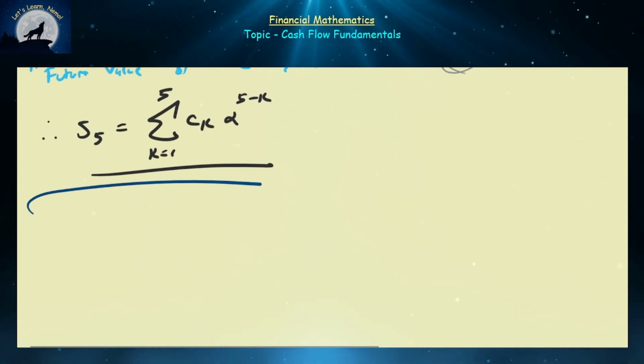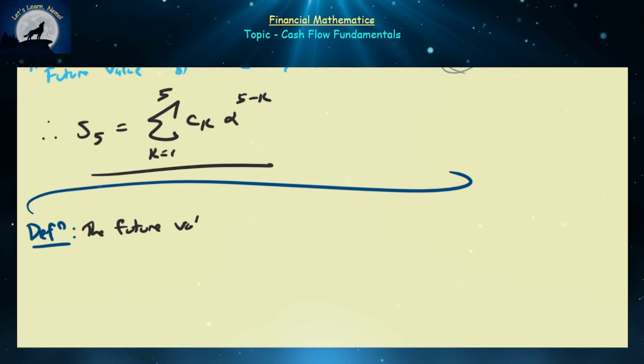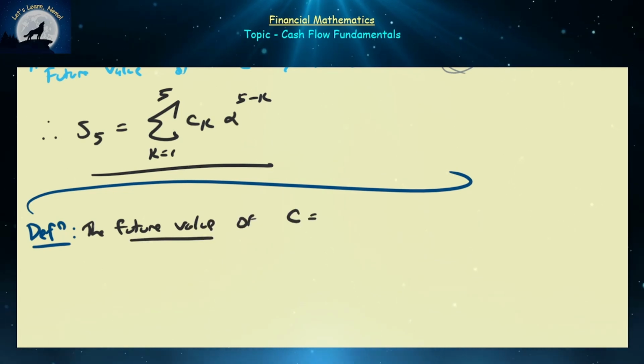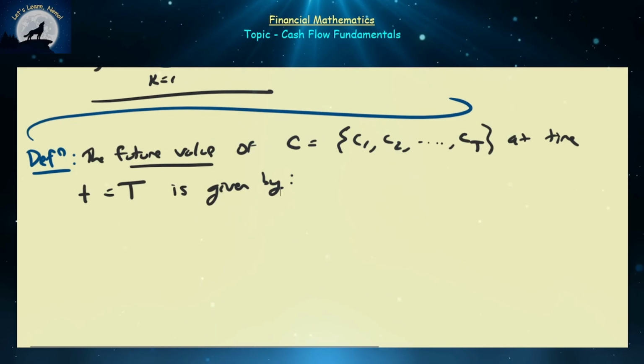So let's actually formally define the future value. Definition: the future value of the sequence of cash flows C1, C2, down to something, let's say the last value is C capital T, where T is greater than or equal to 1, at time t equal to capital T, is given by, and technically speaking, the sequence could even go out in the future, so you can put a couple more dots there, is given by FV.